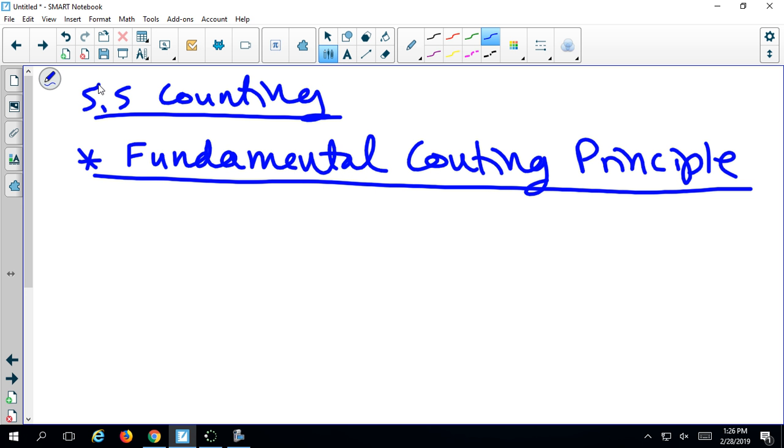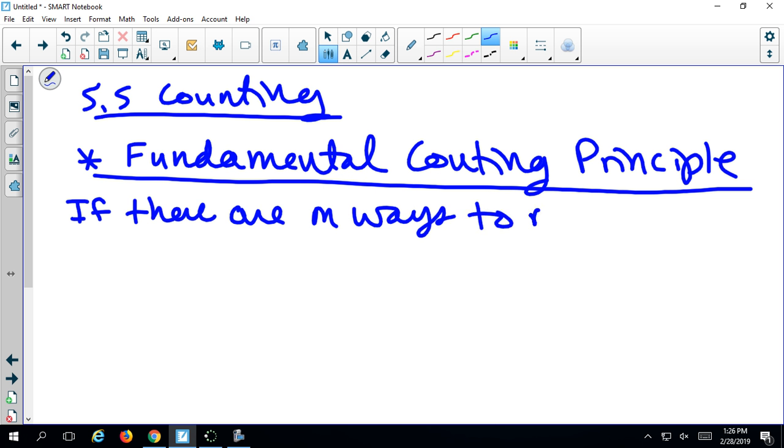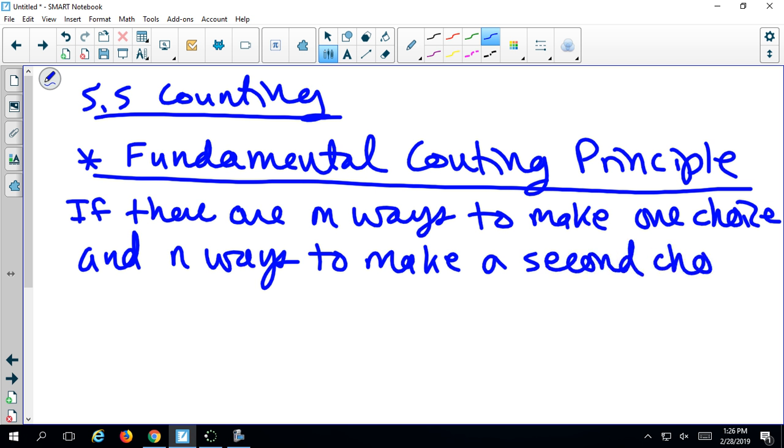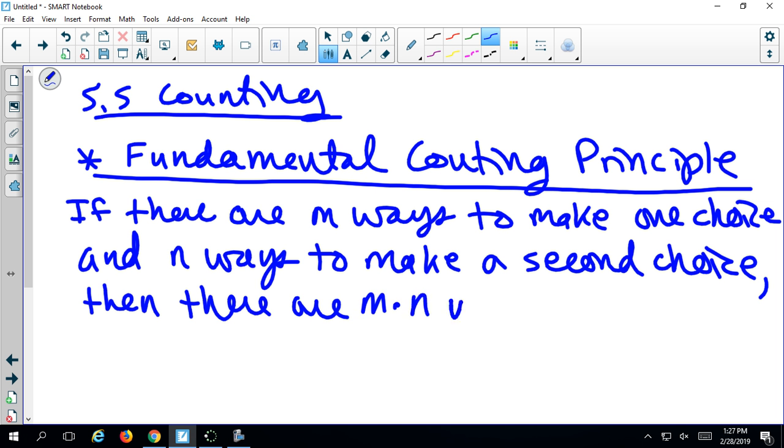Okay, so we'll say if there are m ways to make one choice and n ways to make a second choice, then there are m times n ways to make both choices together.